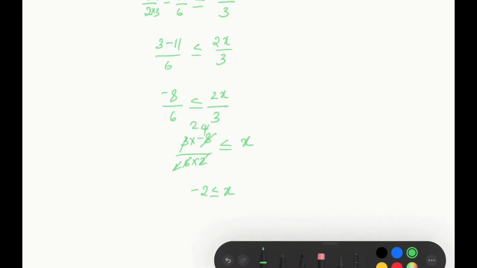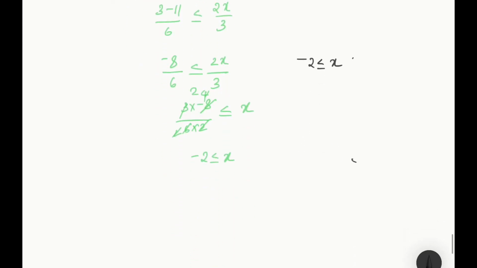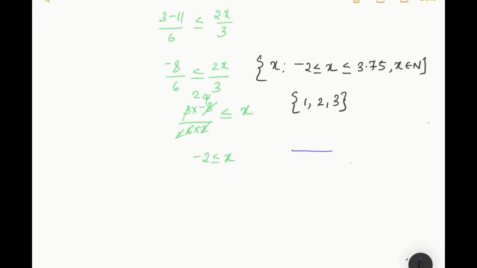So what is the final answer you will be getting? Minus 2 less than or equal to x less than or equal to 3.75. x such that minus 2 less than or equal to x less than or equal to 3.75, x belongs to N. So representing it on a number line, first let us write the solution set for it. 1, 2, 3. So what will be the number line here?